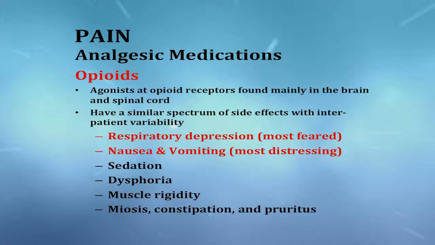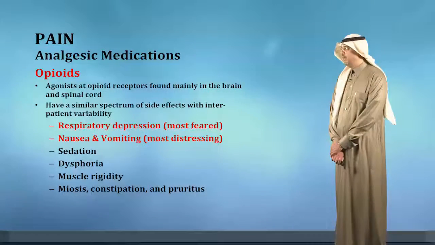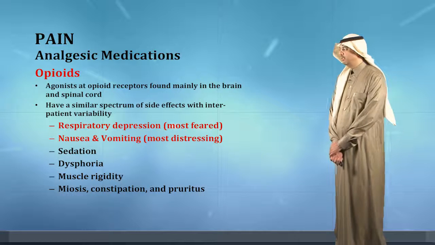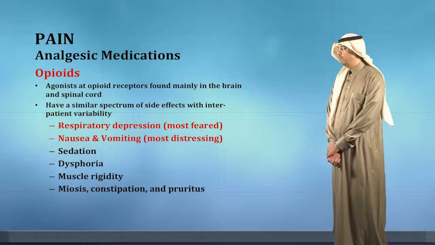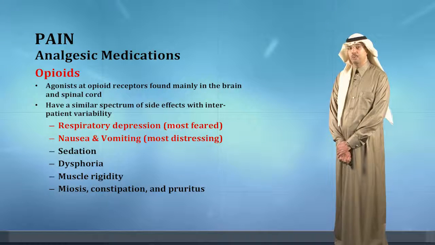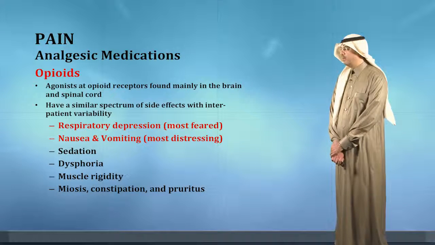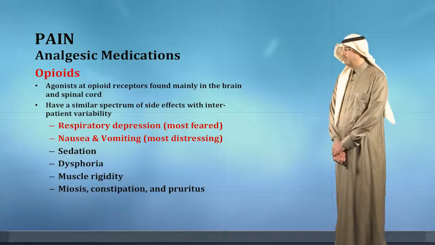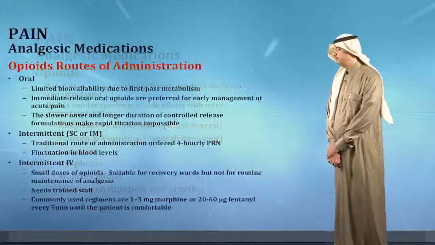The third common group of medications usually utilized in the post-operative period for control of pain are the opioids. The agonists usually work by acting on opioid receptors found mainly in the brain and the spinal cord, and have a similar spectrum of side effects with inter-patient variability. The major adverse effects are respiratory depression, which is most feared, and nausea and vomiting, which is most distressing for a post-operative patient. Also, they might lead to sedation, dysphoria, muscle rigidity, miosis, constipation, and pruritus.